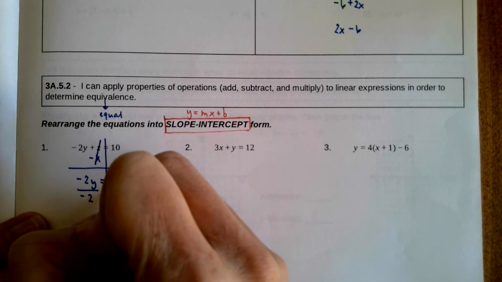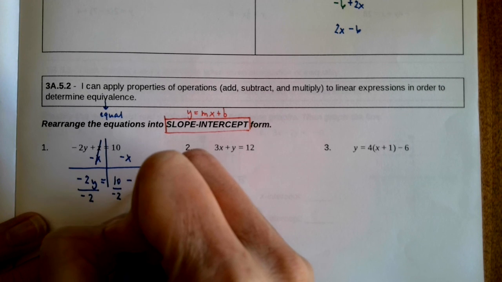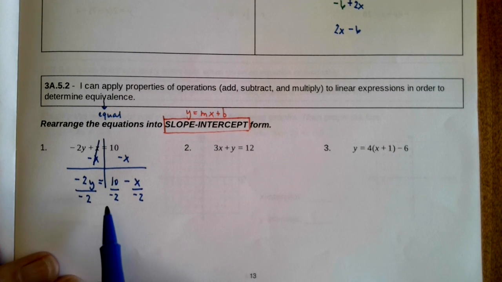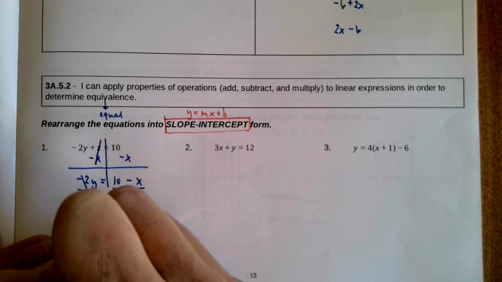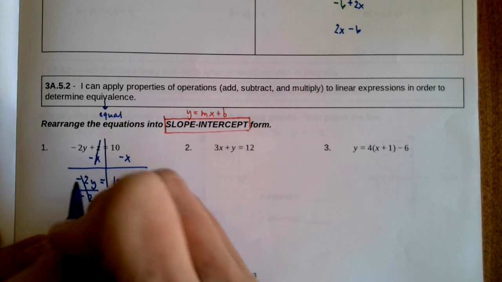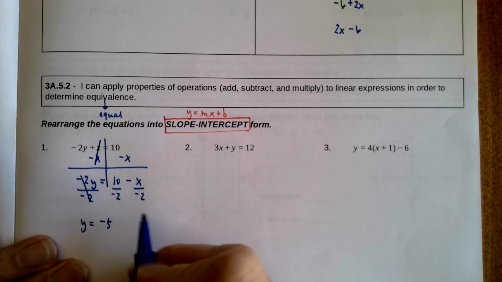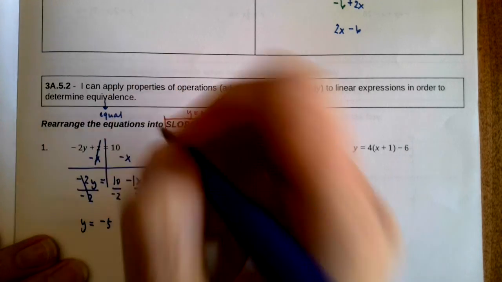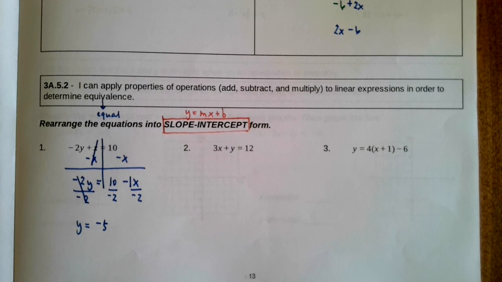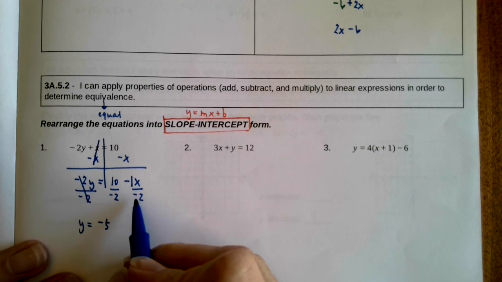Now I'm almost done. I just need to divide by a negative 2. And I need to divide everything on this side by a negative 2. So not just the 10, but both parts. So now I have a 10 divided by a negative 2 is a negative 5. Here I have a negative over a negative, and we can think of this as really a negative 1 in front of that x. So negative 1 over negative 2.